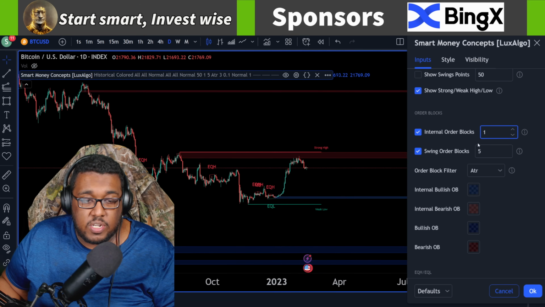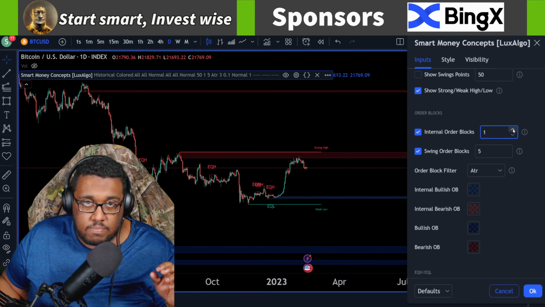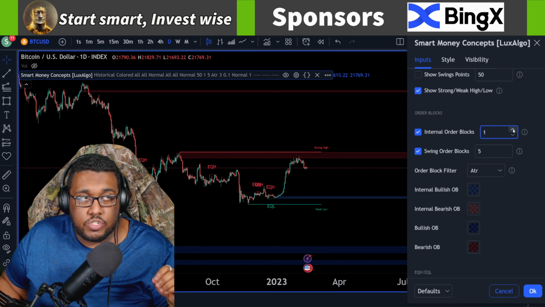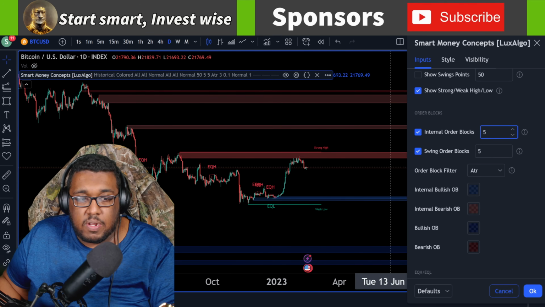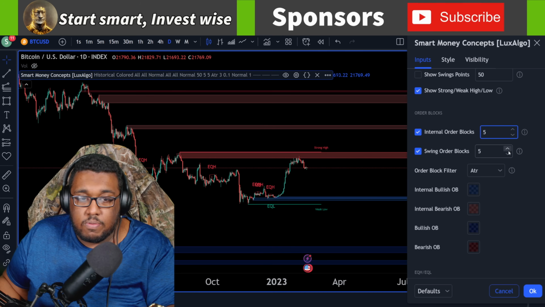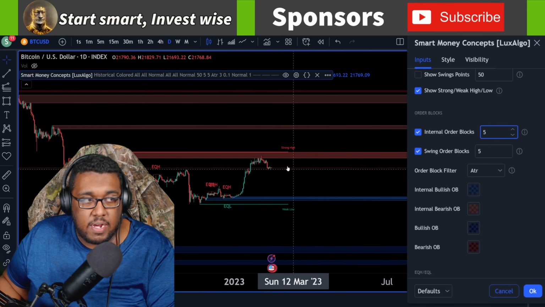You see how it cut off a whole bunch right there? You could always move it down a little bit more, and it'll show you which ones are the most important by doing that, okay? Back up to 5, and boom, popped all of them back up. Now, swing order, same concept here. Don't have to worry about it.